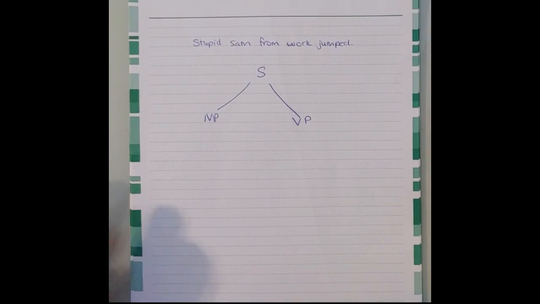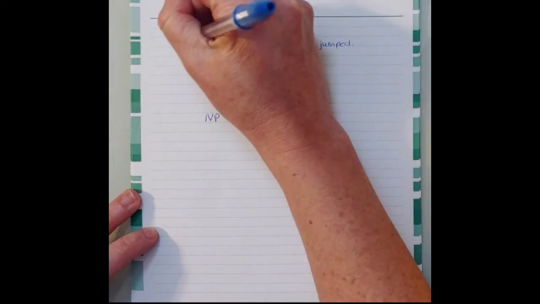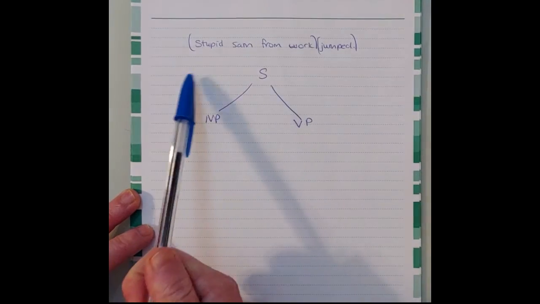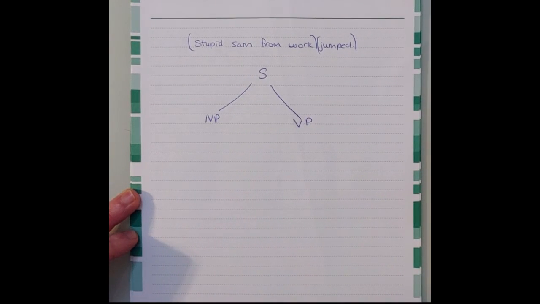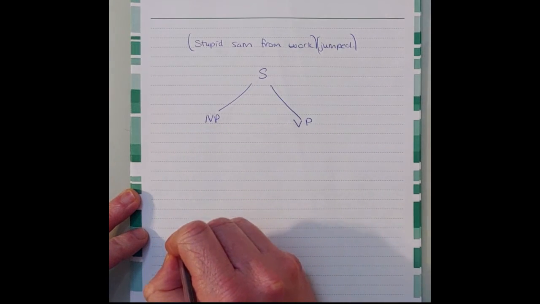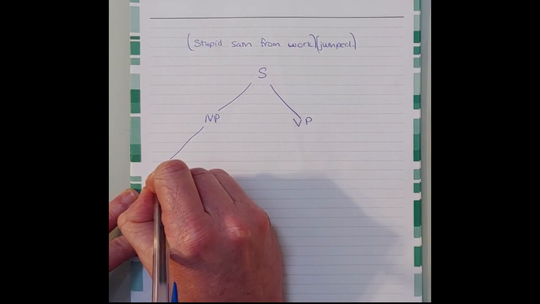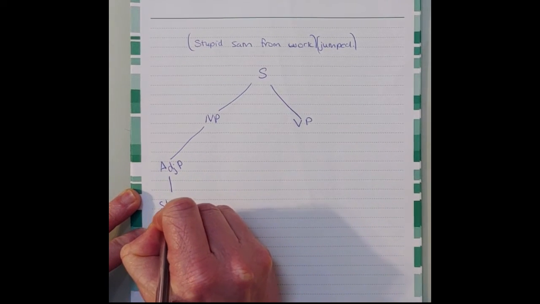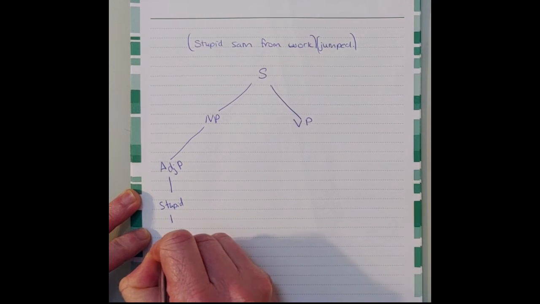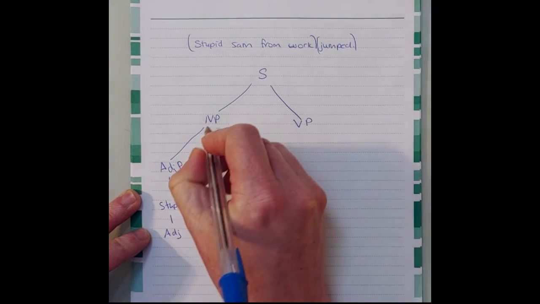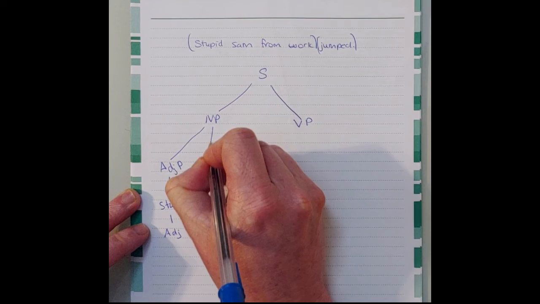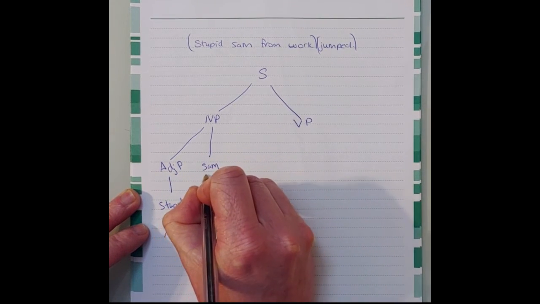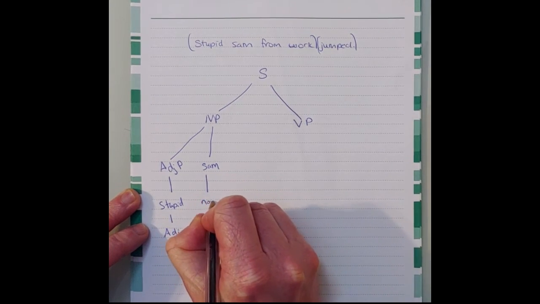Okay, stupid Sam from work jumped. Okay, so I've got stupid Sam from work is my subject and my predicate is jumped. This one might be a little tricky for some of you as well because it's new. So off my noun phrase, I know that I actually have an adjective phrase, right? It's the word stupid, and that's an adjective, okay? Then I have my noun, Sam, and that's a noun.